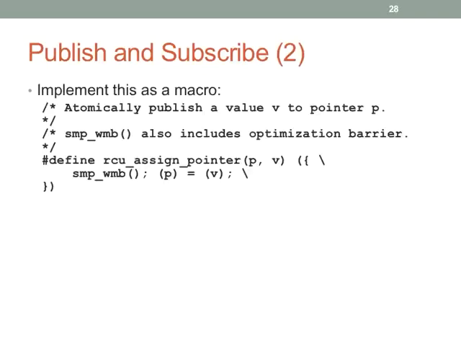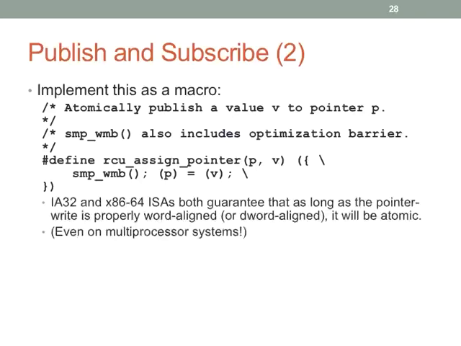Okay, so we can implement it like this. Oh, and it looks like I need to work on my font, so I apologize for that. Atomically publish a value v to pointer p. Okay? So we have this magical function, which is actually a macro called RCU assign pointer, which atomically assigns v to p. And so you can see we have a write memory barrier if we're on a multiprocessing system. If we don't have a multiprocessing system, that thing turns into nothing, and we just perform the operation.